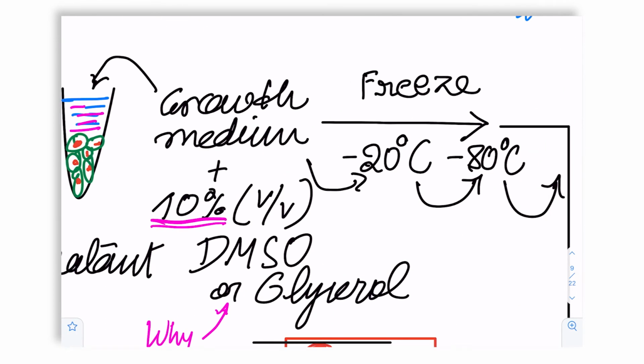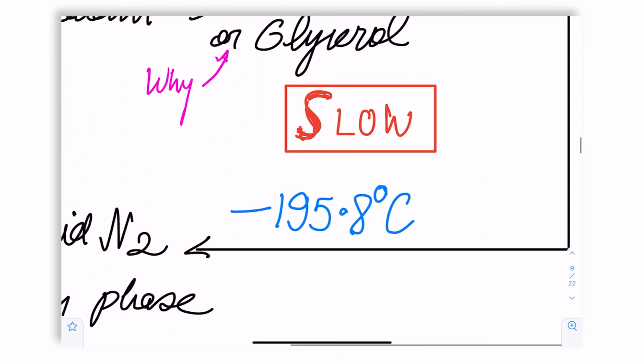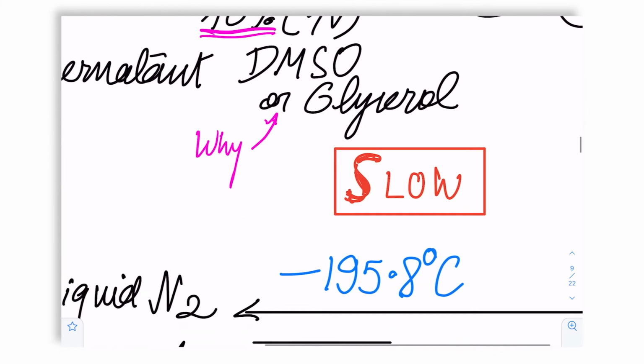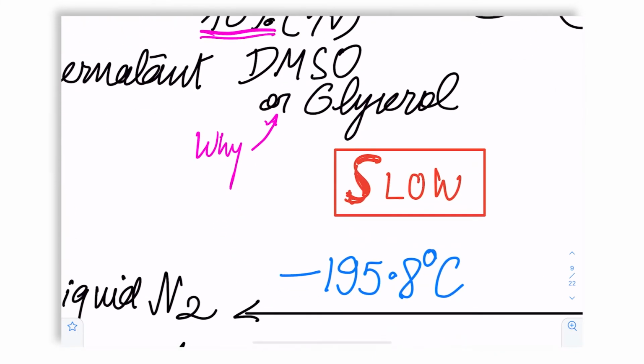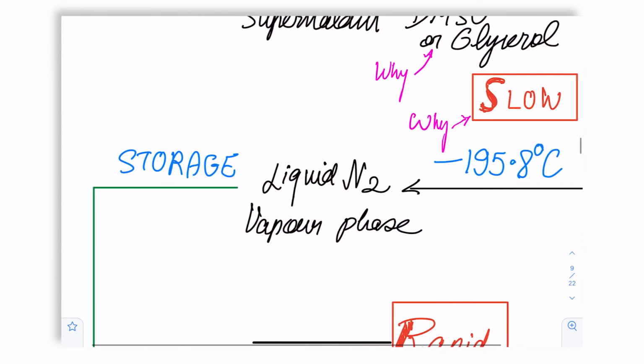Then the next step is cooling down the culture by gently freezing it in a stepwise manner with -20, -80, and followed by -195.8 degrees Celsius in liquid nitrogen vapor phase. So the next question I have is why? Why do we do this process so slowly? And then we store it, right?